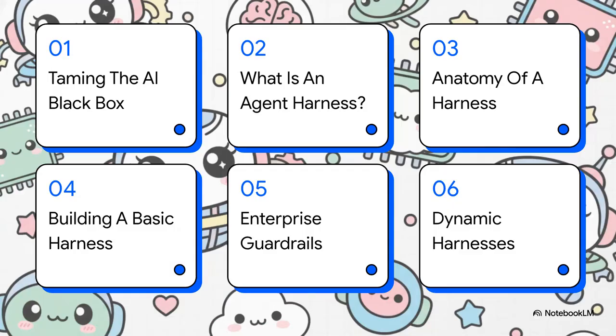Okay, let's dive into this roadmap. We're going to start with taming the AI black box, then look at what an agent harness actually is, break down the anatomy of a harness, build a basic one together, look at enterprise guardrails, and finally wrap up with the future of dynamic harnesses.